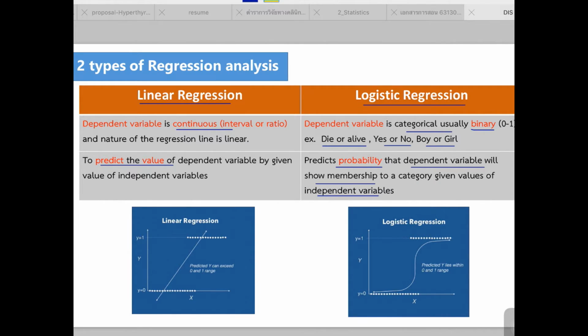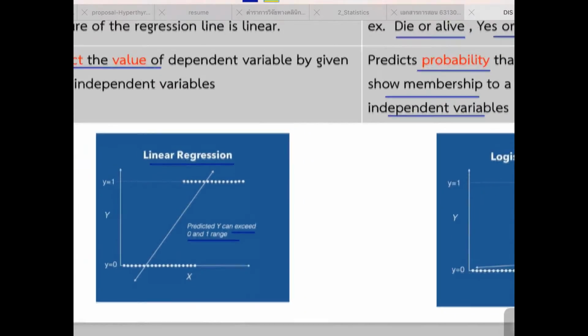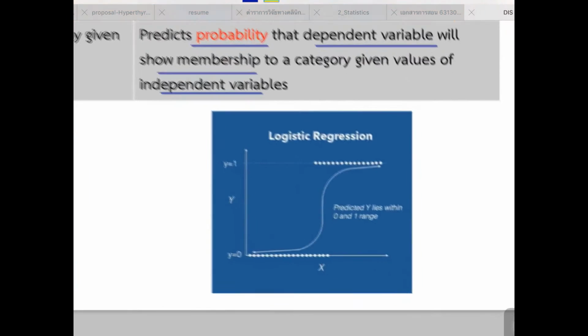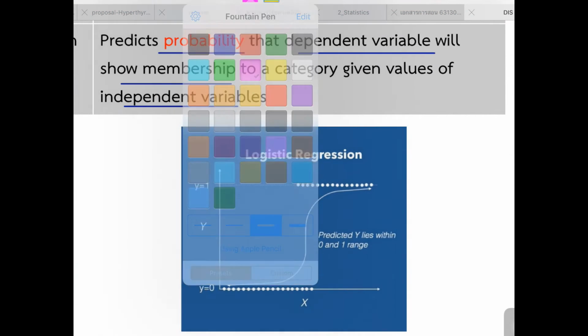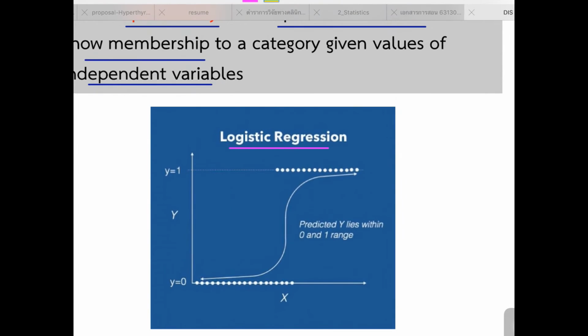As you can see in the graph here, the linear regression will show as a linear line. So the value can exceed 0 and 1; it can be more than 1 or less than 0. But in logistic regression, the predicted dependent variable is only in the range of 0 and 1.